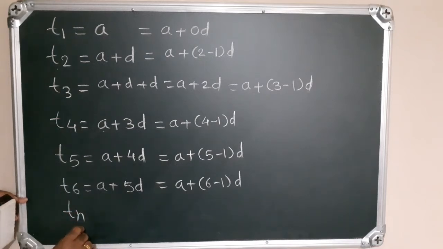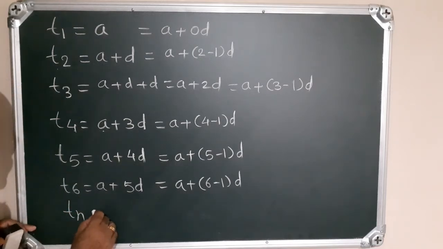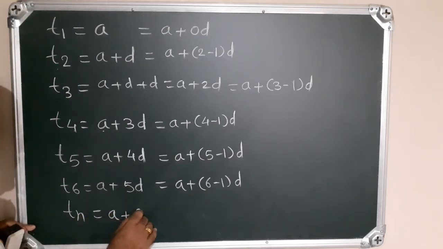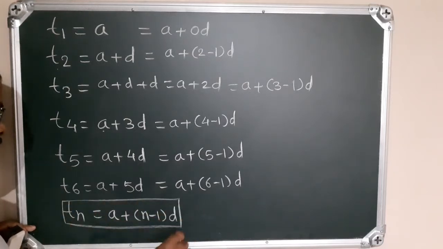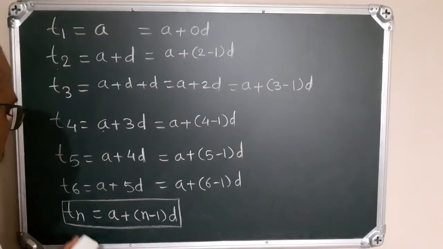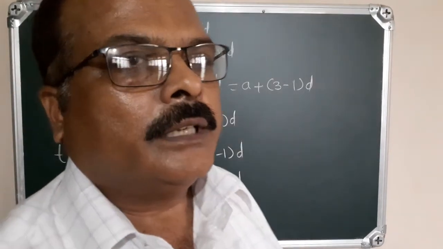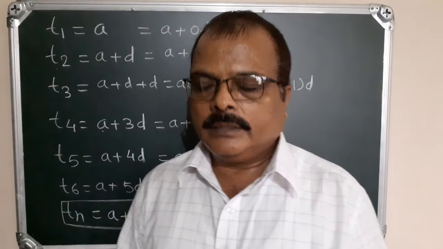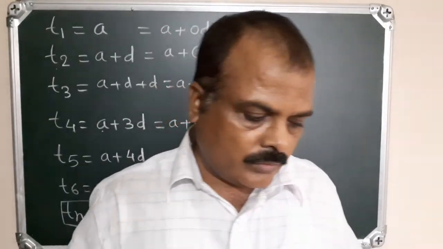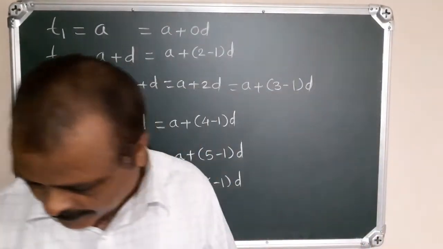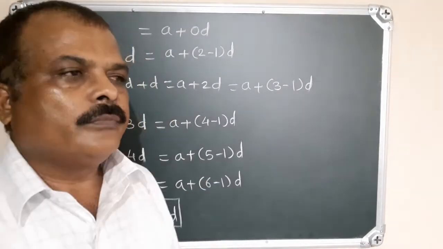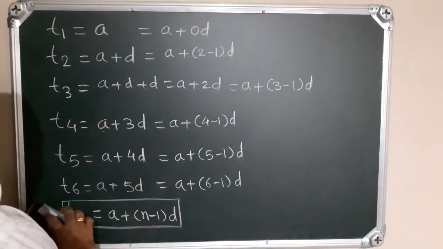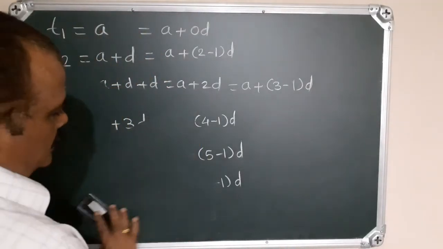So Tn, that means the nth term of an AP, can be calculated like this: a, the first term, plus n minus 1 into d. So this is the nth term of an AP. By using this formula, we can calculate any term in the AP. There are examples in practice set 3.2. In 3.2, the first example is very easy.